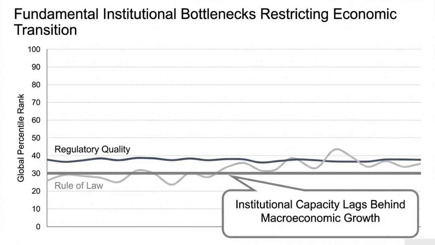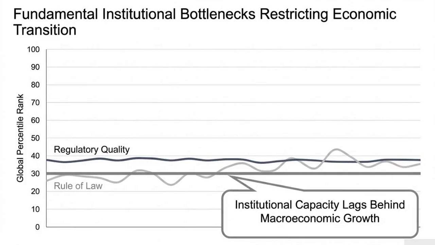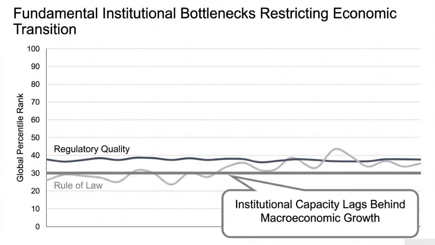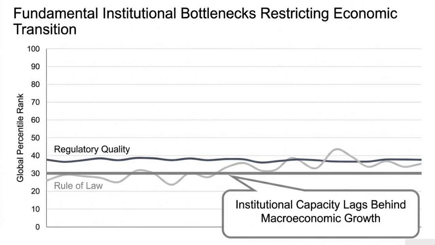Let's translate that into plain English. Yeah. What does 25th percentile regulatory quality actually mean for a business? It means the rules of the game are muddy, unpredictable, and expensive to navigate. Imagine you are that multinational manufacturing firm we talked about earlier. You want to build a factory that will employ 5,000 people in formal, wage-paying jobs. Which is exactly what the country needs.